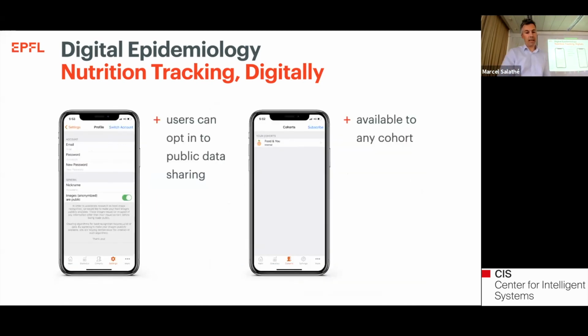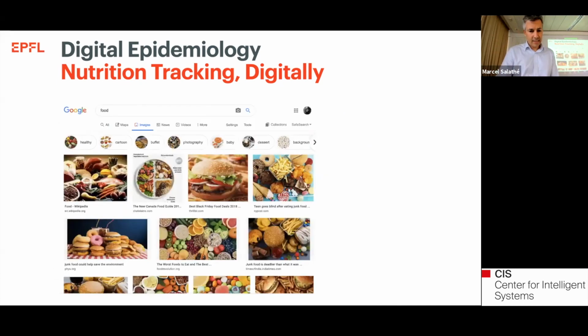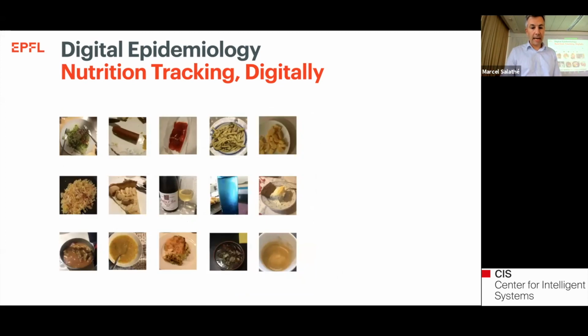So we ask people, we ask them in the app, hey, would you be okay to share your food image data with the public? And it turns out, many are, more than half actually. And that's great because we need those images, right, to train the algorithm, because as I said in the beginning, right, food images that you get on the web look like this. When in reality, right, food looks like this.